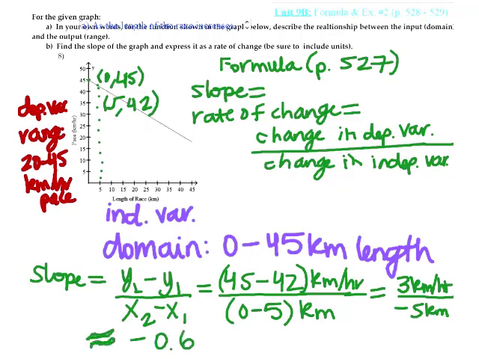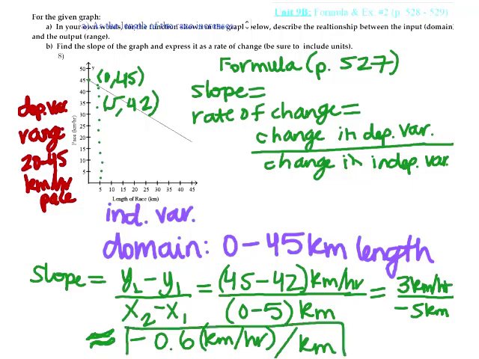I believe this is an approximation. Kilometers per hour over kilometers. So that is your solution for part B.